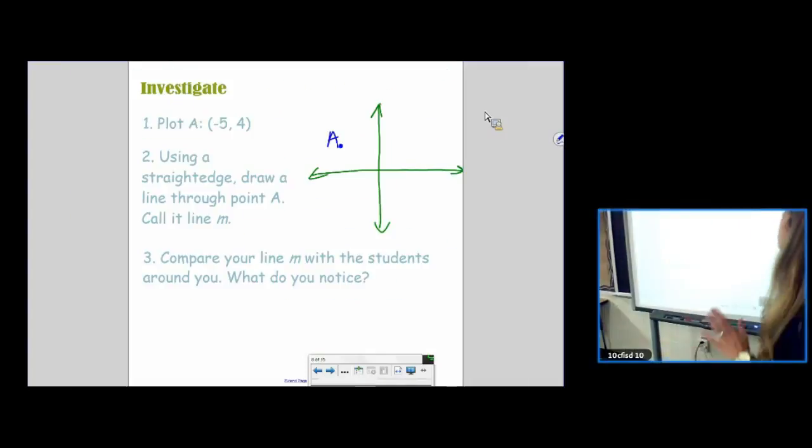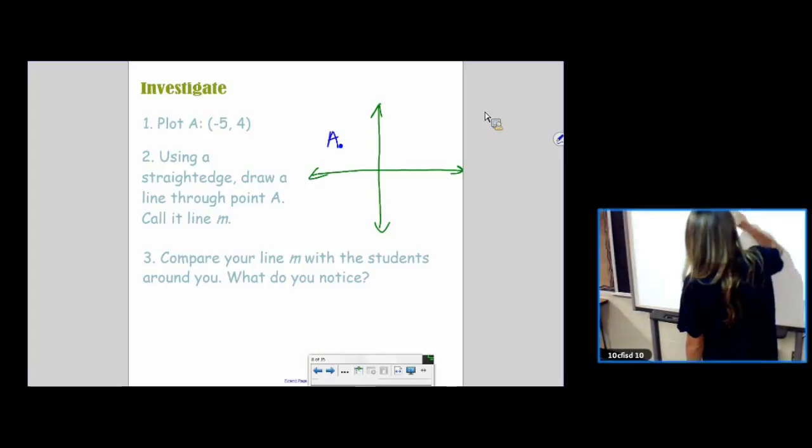All right, so we have a coordinate plane. We plotted a point, and then I asked you to draw a line through your point.